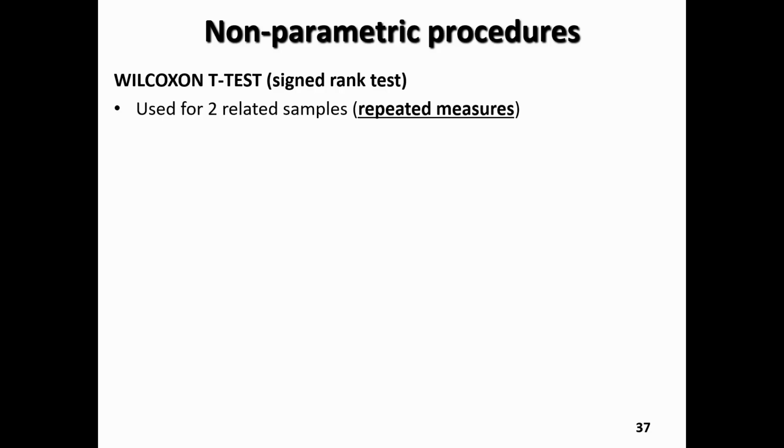In this lecture, we're going to review another statistical test called the Wilcoxon t-test or the signed rank test. This is somewhat similar to the sign test, except that the data will be ranked in terms of magnitude, as opposed to the sign test where the only concern was just the number of positives and negatives.